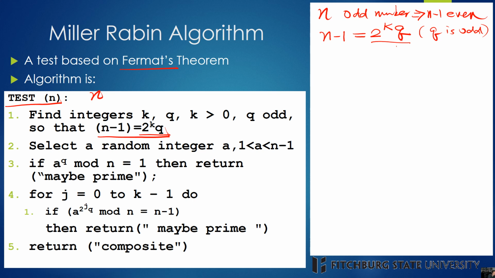So let's take an example. When I use an example, I always use a small number, okay? But this also applies to big numbers, and the algorithm is always used to test bigger numbers. So let's say n is 97, right? So what is n minus 1? n minus 1 is 96. So how can I write 96 in terms of this format? So 96 divided by 2.